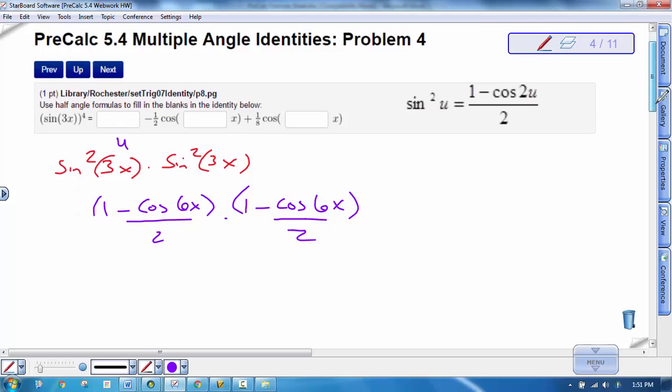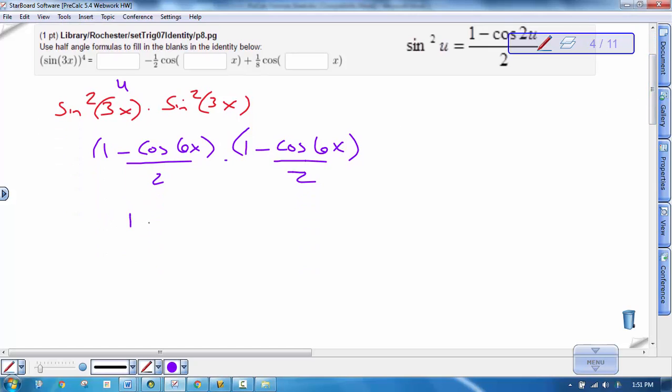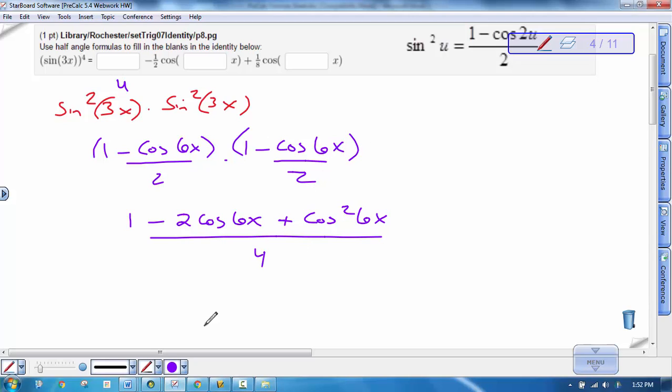Now I'm going to have to FOIL this all out. So if I do, I get 1 minus 2 cosine of 6x plus the cosine squared of 6x all over 4. All I did was FOIL the numerator and then multiply 2 times 2 to get the denominator.